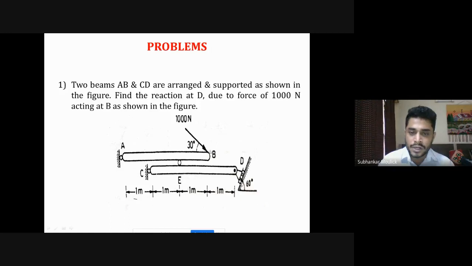This is a 1000 Newton force acting at point B at an angle of 30 degrees. And the entire length of the beam is 4 meters. That means the distance between A and C is 1 meter. Between C and E the distance is 1 meter. Between E and B the distance is 1 meter, and between B and D the distance is 1 meter.